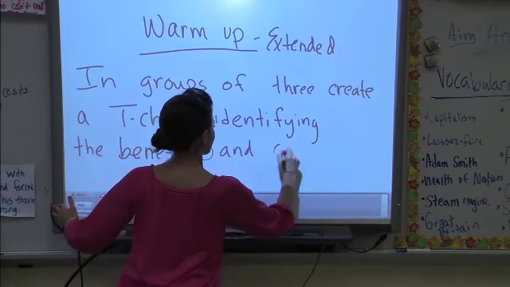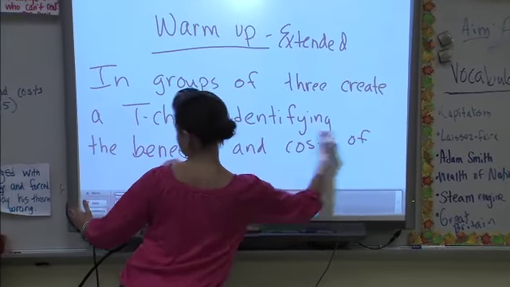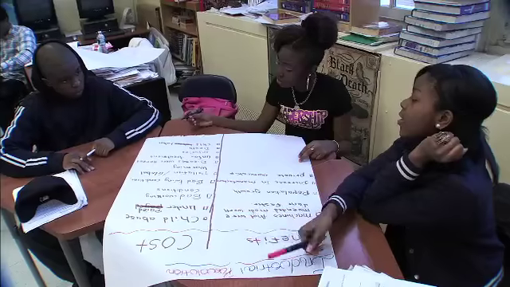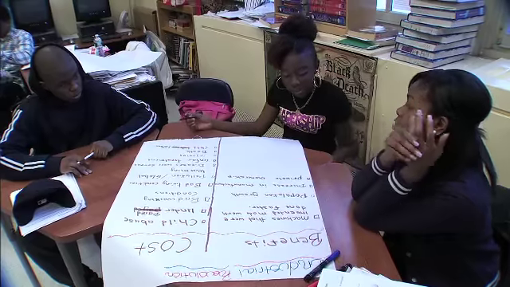And I asked them to make a t-shirt explaining the benefits and the costs that they have identified so far in the readings from the Industrial Revolution. And each group had full lists on both sides.